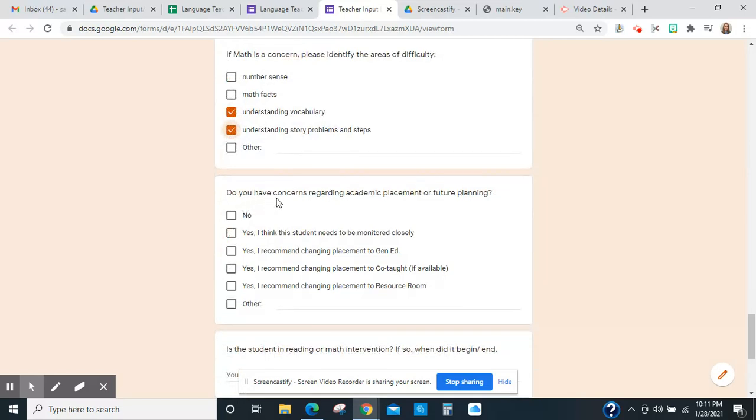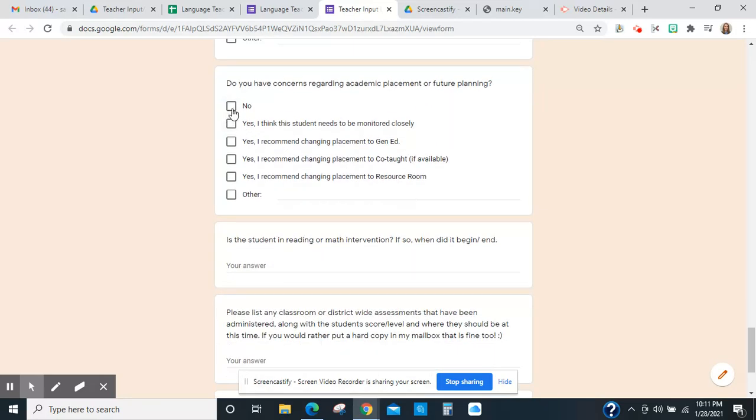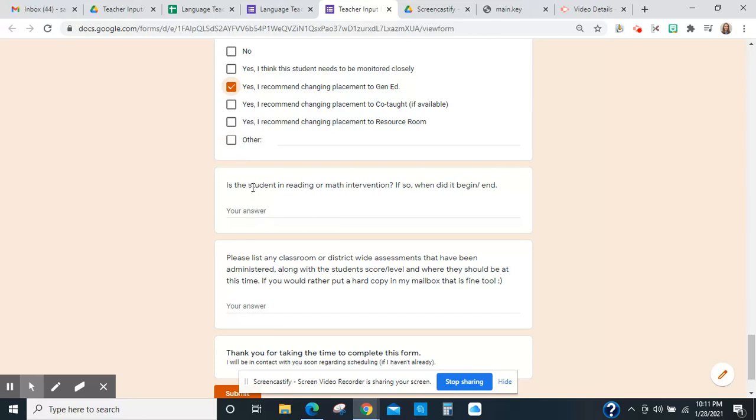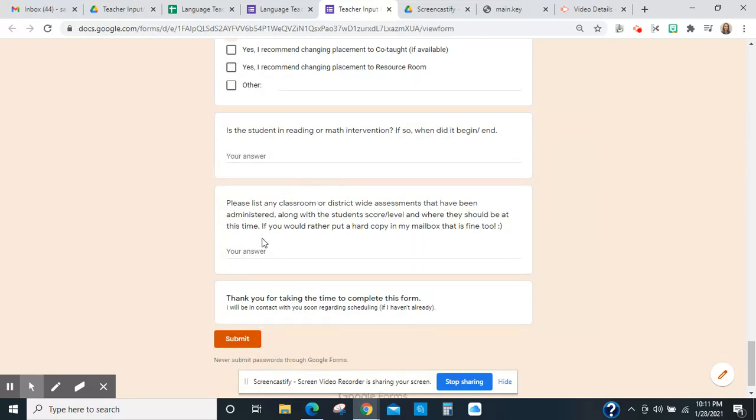The next section asks if the teacher has any academic concerns regarding their placement or future planning, such as, do we think the student needs to be monitored closely? Do we think that they would be better suited in a resource room environment versus a gen ed classroom? Next, it asks if the student has participated in reading or math intervention, and then it also asks for any classroom or district-wide assessment data that may be helpful in the IEP process.